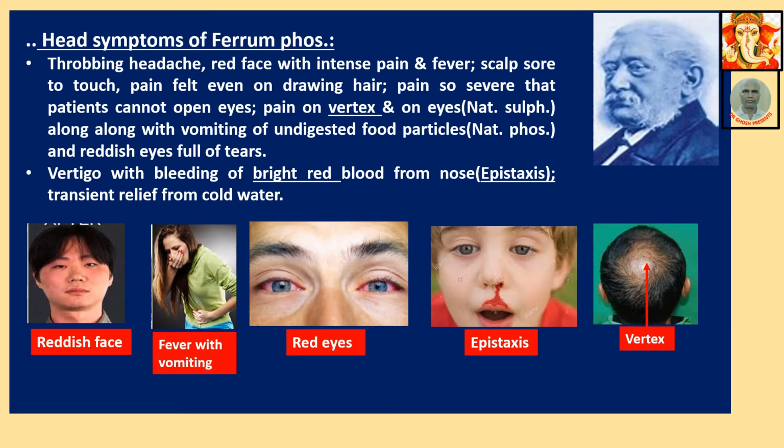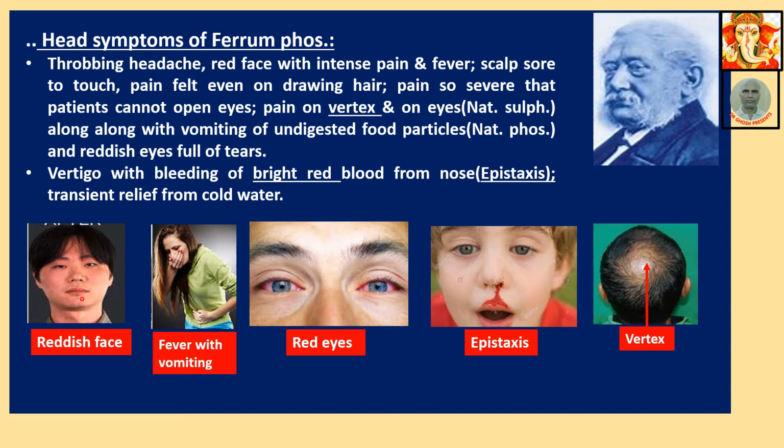Head symptoms continuing: throbbing headache, red face with intense pain and fever, scalp sore to touch, pain felt even on drawing hair. Pain is so severe that patient cannot open eyes, pain on vertex and on eyes also. Natrum sulph also has these symptoms, along with vomiting of undigested food particles. Natrum phos has the same symptoms. Reddish eyes full of tears, vertigo with bleeding of bright red blood from nose, epistaxis. Epistaxis means bleeding from the nose. Transient relief from cold water.